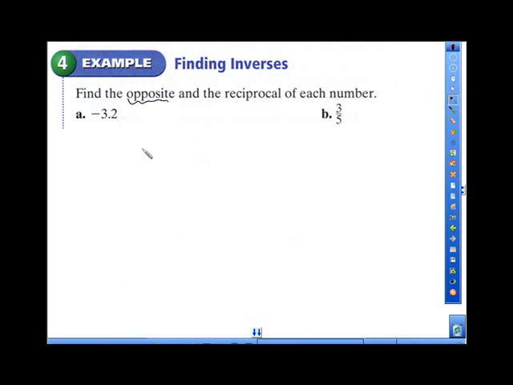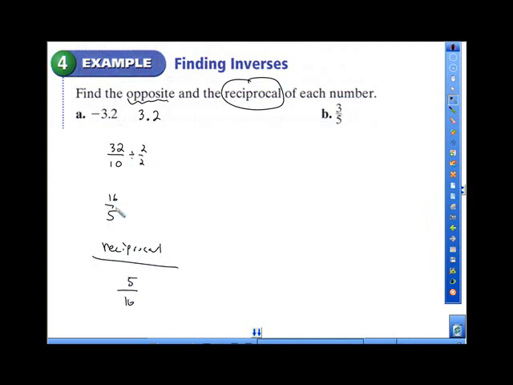Find the opposite. The opposite of this is real easy. So that would be 3.2. Now the reciprocal. Well, we've got to make this into a fraction first. 3.2 is the same thing as 32 over 10. If there's one number behind the decimal, just take this number and put it over 10. So 32 over 10, let's reduce this first. Divide top and bottom by 2. You get 16 over 5. Now since we want the reciprocal, we have to flip this, so the reciprocal is going to be 5 over 16.